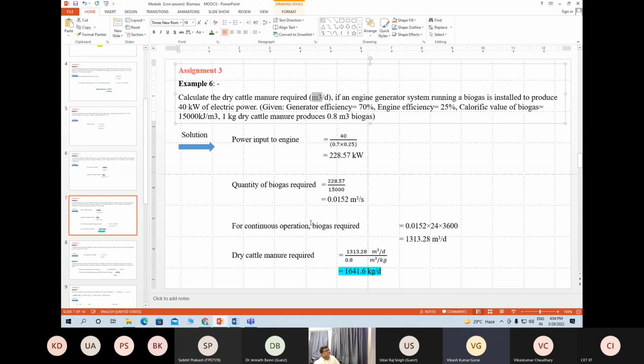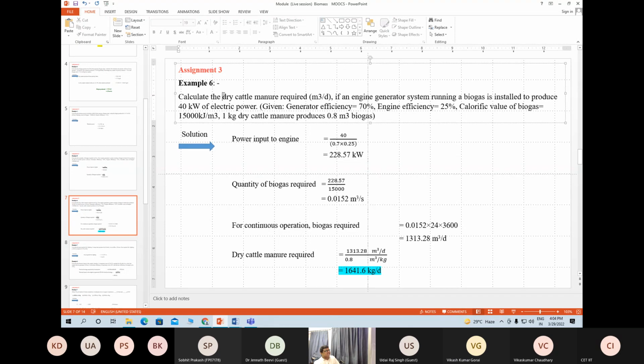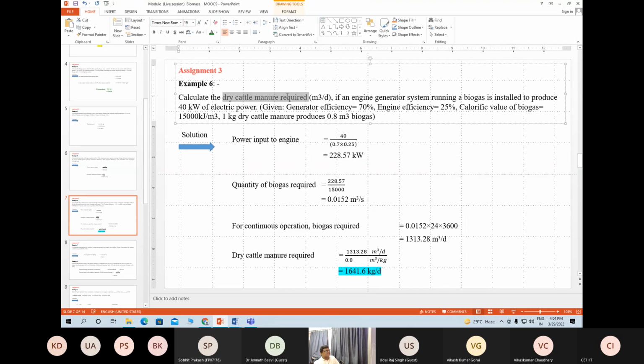Sir, I have got the answer. I think it is option number something. Okay, I'm just finding out, sir. Option A is correct, sir, because if it is meter cube per day, then option A is correct. You can calculate it both ways. But when you have mentioned dry cattle manure which is required, meter cube per day, then answer A is correct, no, sir? Then I would get my marks, no, sir?